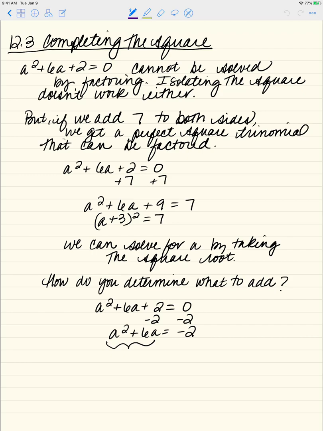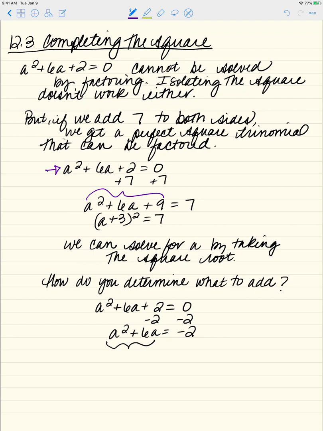If we added 7 to both sides of that equation, therefore keeping it balanced and equivalent to its original, we would end up with a perfect square trinomial that could be factored. So here's our original, a squared plus 6a plus 2 is equal to 0. If we add 7 to both sides, we get a squared plus 6a plus 9 is equal to 7. And then we can factor a squared plus 6a plus 9, because that's a perfect square trinomial. It ends up being a plus 3 squared is equal to 7.